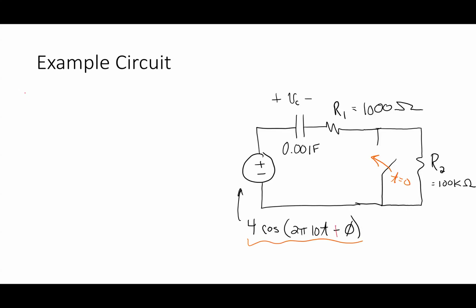Okay. What is the circuit that I have once the switch closes? What is the circuit that I have once the switch closes? Yeah. Only going to have the source, the capacitor, and R1. That's right. So let's just make sure everybody's on the same page with that.